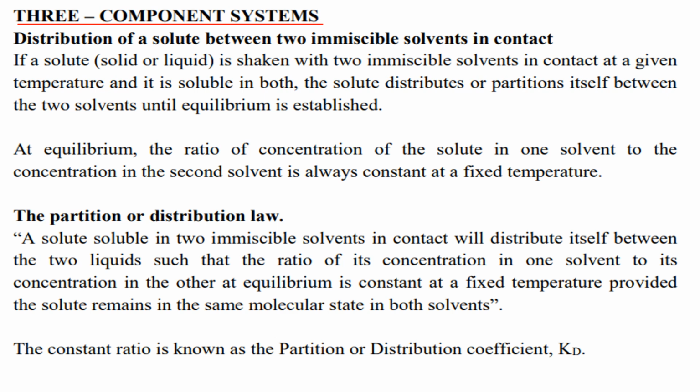So the three-component systems is going to be our major heading. You are saying distribution of a solid between two immiscible solvents in contact. Majorly we are going to be looking at two solvents that are being mixed, but these two solvents are going to be immiscible, or they must form a non-uniform solution. So when we mix them, they give us an immiscible mixture.